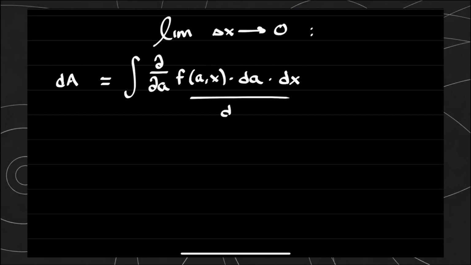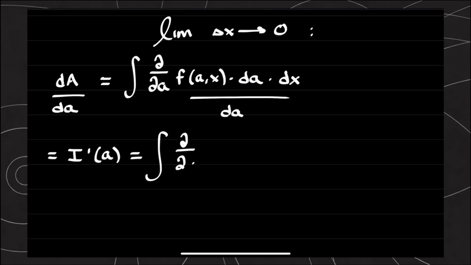Now the final thing I'm going to do is divide both sides by da. da is independent of x, so I can bring it out of our integral, and the left-hand side now, our rate of change of area with respect to a, is exactly what we've been chasing this whole time. That is I prime of a. And that's simply going to be equal to the integral of the partial derivative of f with respect to a dx. And that's it. That is what we were after.